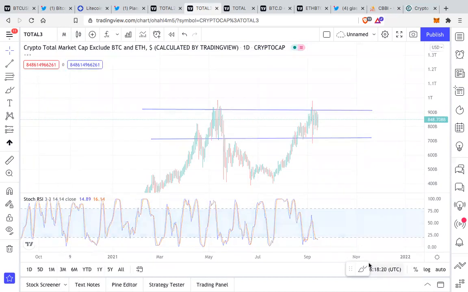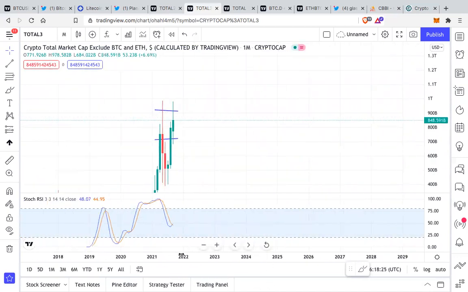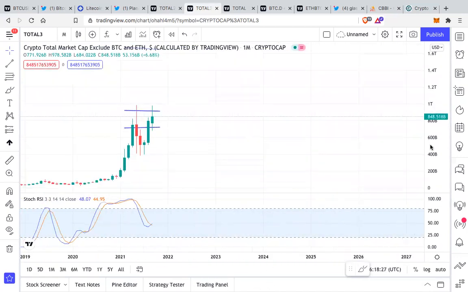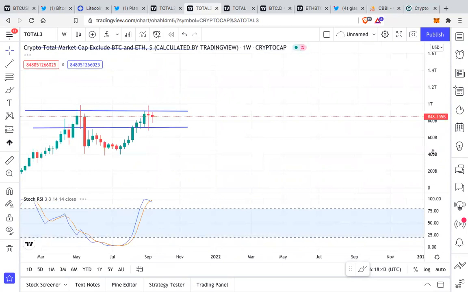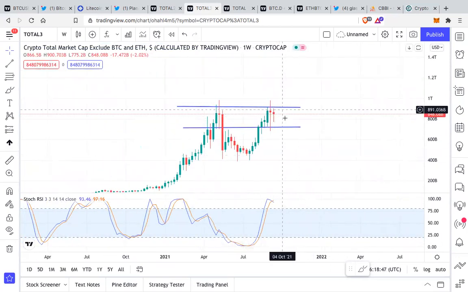Again, if we go on the monthly of this chart, just look at this. The monthly candles are all green and all bullish candles. So the total market cap, even without Ethereum and without Bitcoin, is healthy, is extremely bullish on the monthly. If we go on the weekly, also we are bullish. We can see we can consolidate in this range, and any consolidation acts very strong.